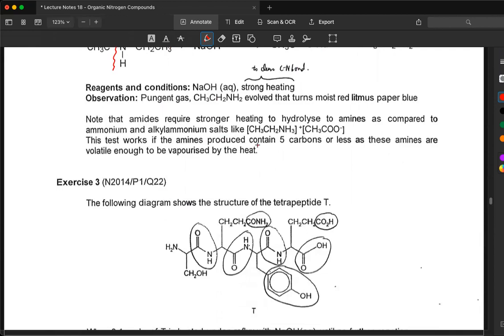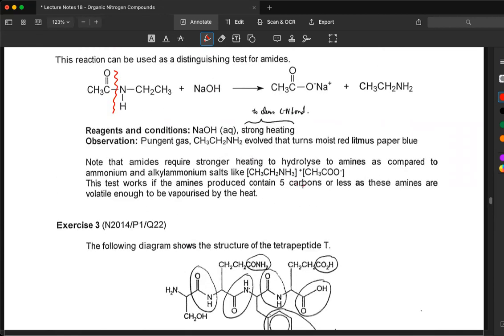This test will work if the amine produced has 5 carbons or less, because these amines are volatile enough. So it will only work with 5 carbons or less due to the volatility.